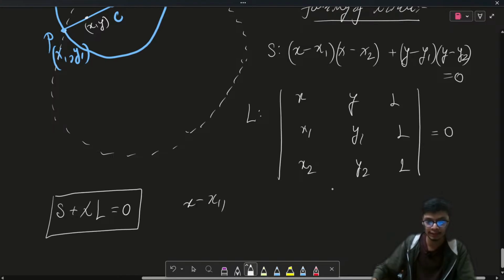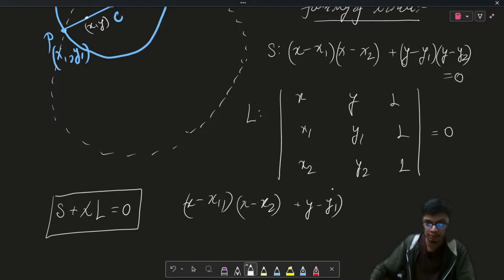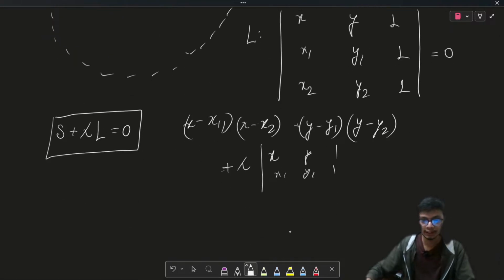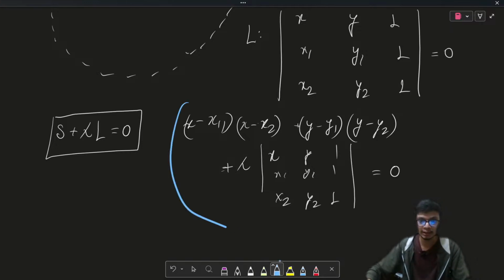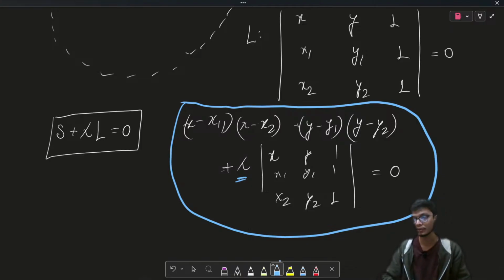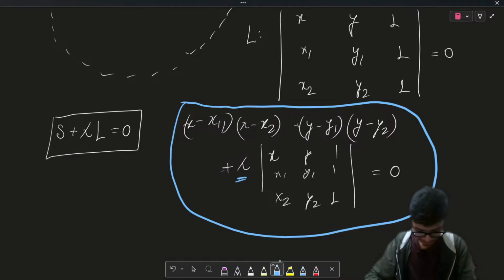So it is going to look like x minus x1 into x minus x2 plus y minus y1 into y minus y2 plus lambda times the determinant of x, y, 1; x1, y1, 1; x2, y2, 1, and that should be equal to 0. So this is our family of such equations of circles, and here lambda is the parameter. Depending on the different values of lambda, we can generate all possible circles. Is this part clear to all of you?